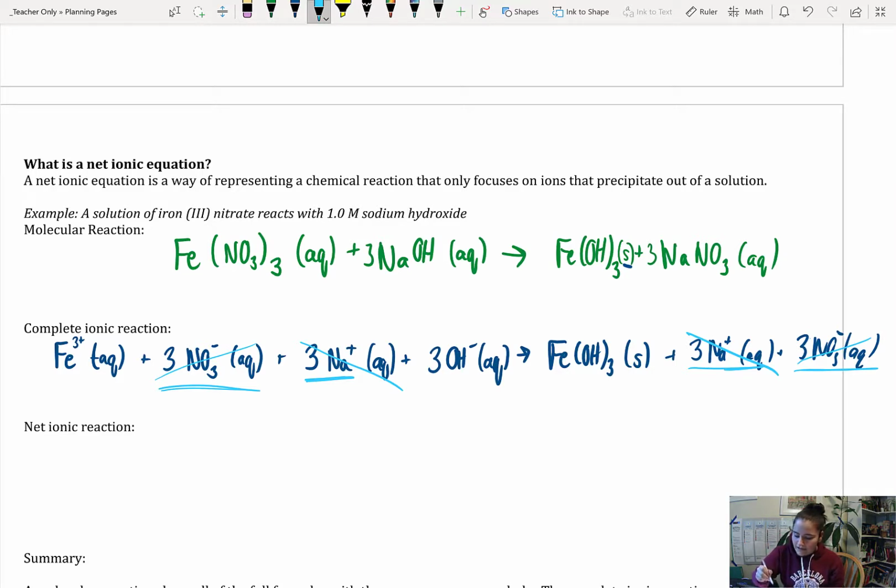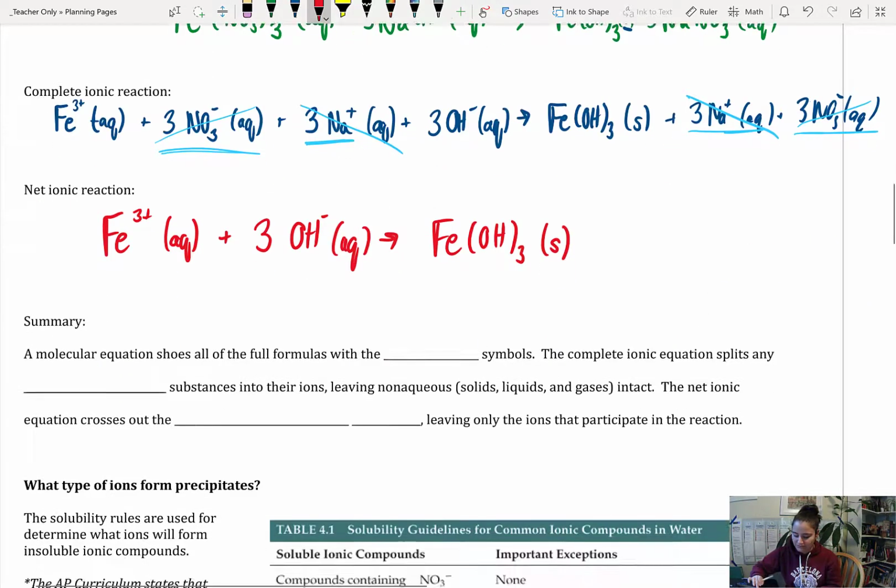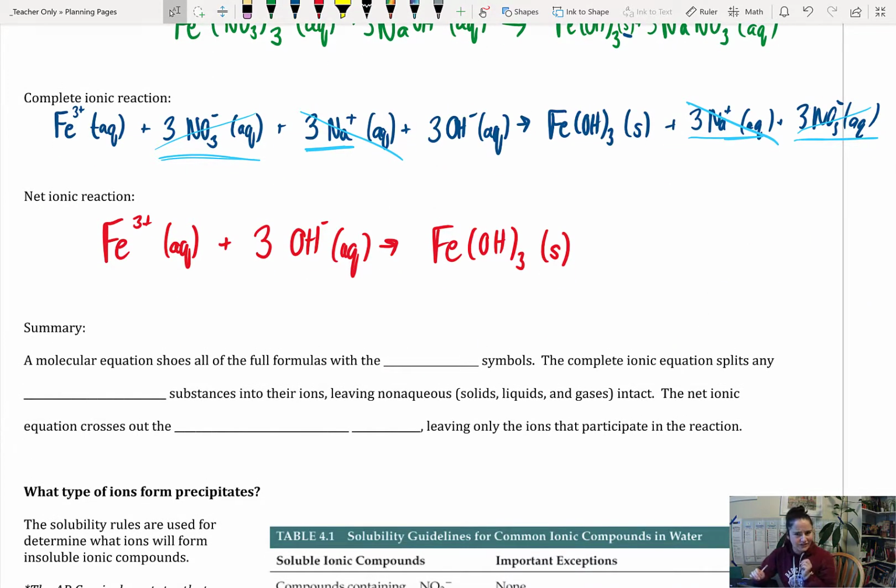And when we do that, what we get is our net ionic reaction. So we have Fe3+ aqueous reacting with 3 hydroxide ions to produce the precipitate, the iron hydroxide, okay? So a net ionic reaction only shows the ones that participate or change during the reaction. So go ahead and try that summary.